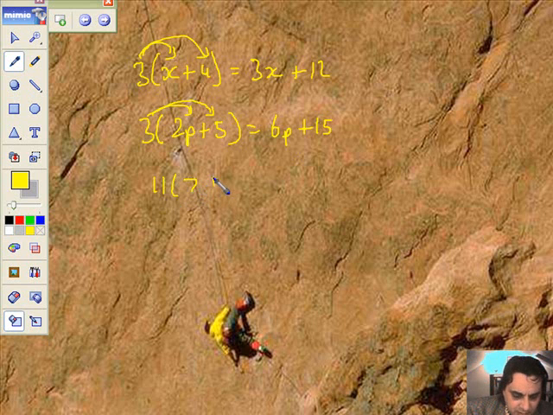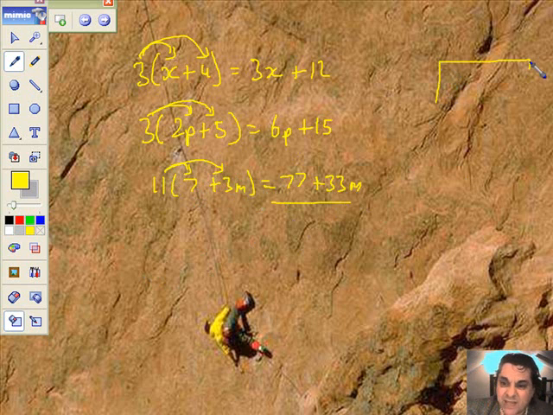11 brackets 7 plus 3m. Don't be scared of this one. 11 times 7 is 77, and 11 times 3 is 33. So I've got 33 m's plus the 77. That's it. Question 2 is more where it's at because we have rectangles.